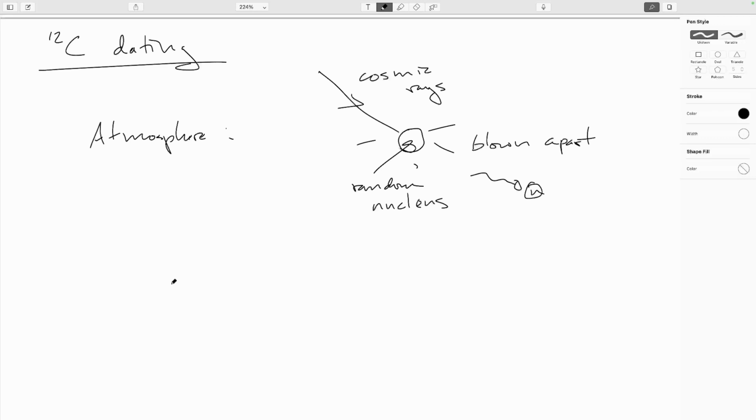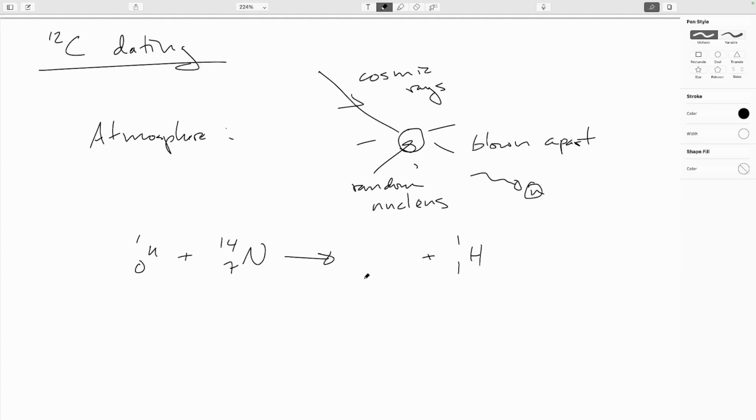So, the atmosphere is mostly nitrogen, and the stable isotope of nitrogen, the most common one, is nitrogen-14. And we can have a neutron come and hit it. Now, what winds up happening is the neutron boots out a proton, but the neutron itself gets absorbed into what was the nitrogen.